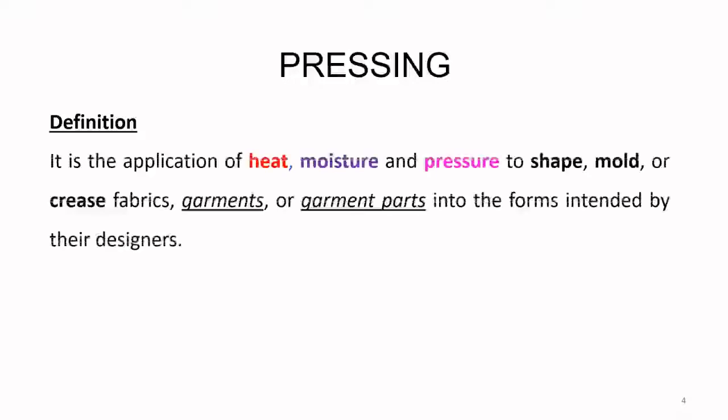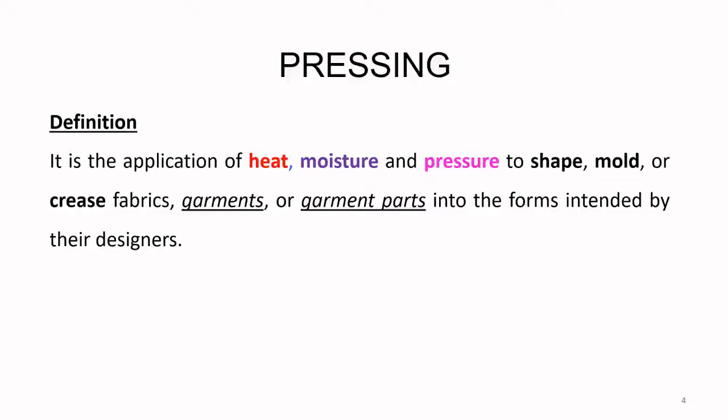Now if we look at pressing, we have come across this word pressing many times, but there is a difference between pressing and ironing. The definition of pressing is the application of heat, moisture and pressure to shape, mold or crease the fabric or the garments or the garment parts into forms intended by the designer. So pressing is about there has to be heat, there has to be moisture. Moisture helps in giving shape to the garments or to the fabrics, and of course without the pressure we'll not be able to give any particular shape or mold.